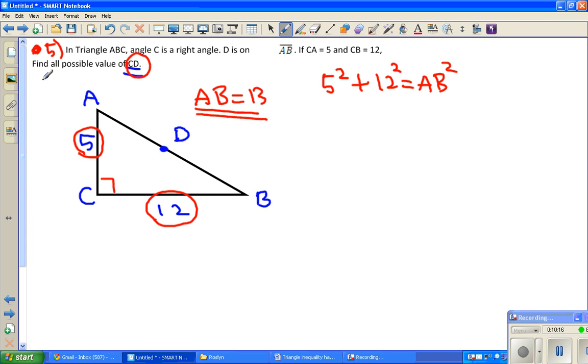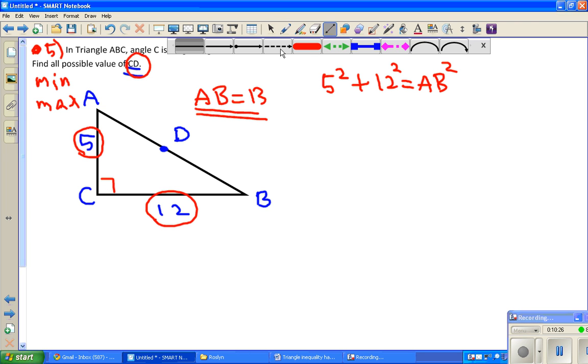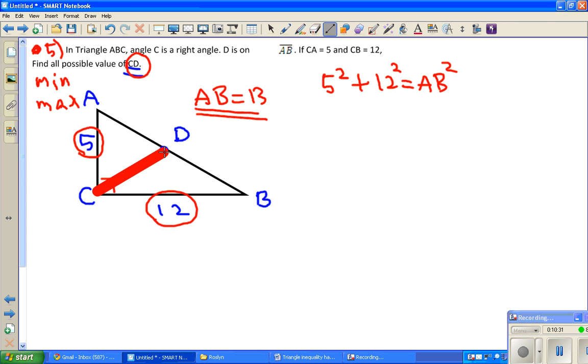Now the question is, find all possible value of CD. That means we are looking for the minimum and also maximum. What will be our minimum? In fact, minimum can be easily done this way. If this is C and this is D. Now, of course, D is not one particular fixed value, so in fact we can move around along this line on AB to figure out what the line segment CD would have been.